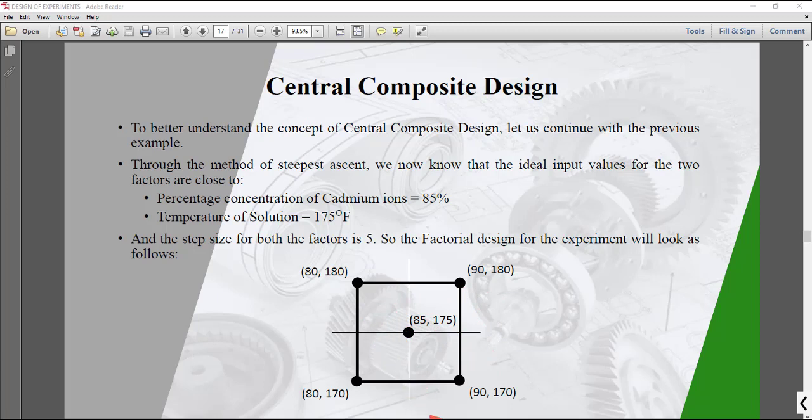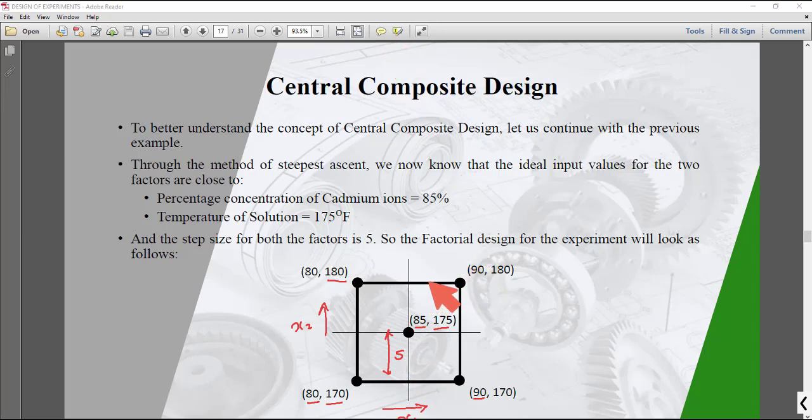So here we have our factors. This is your factor 1, x1, and this is your factor 2, x2, right? X1 is initially 80, then it is increasing to 85, then it is increasing to 90. So it is our x-axis. Here the x2 factor is initially 170, it is increasing to 175 and it is increasing to 180. So the step size is 5, right?